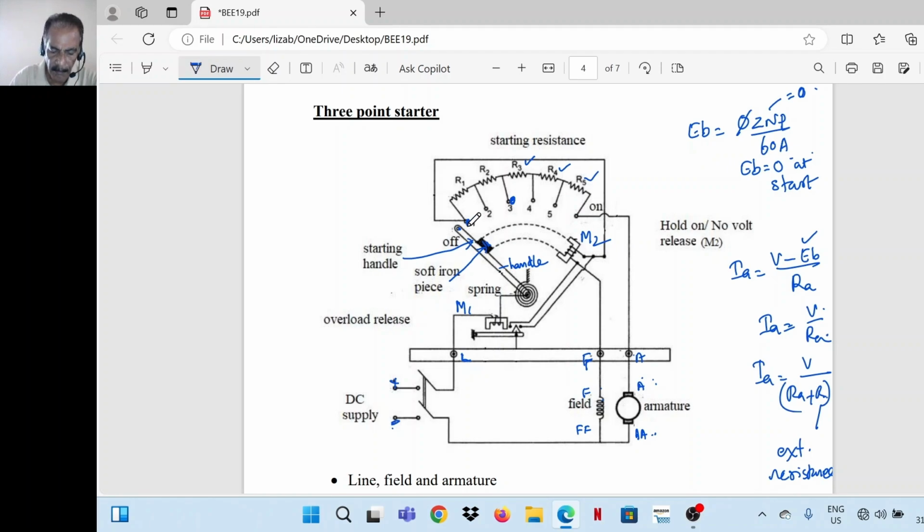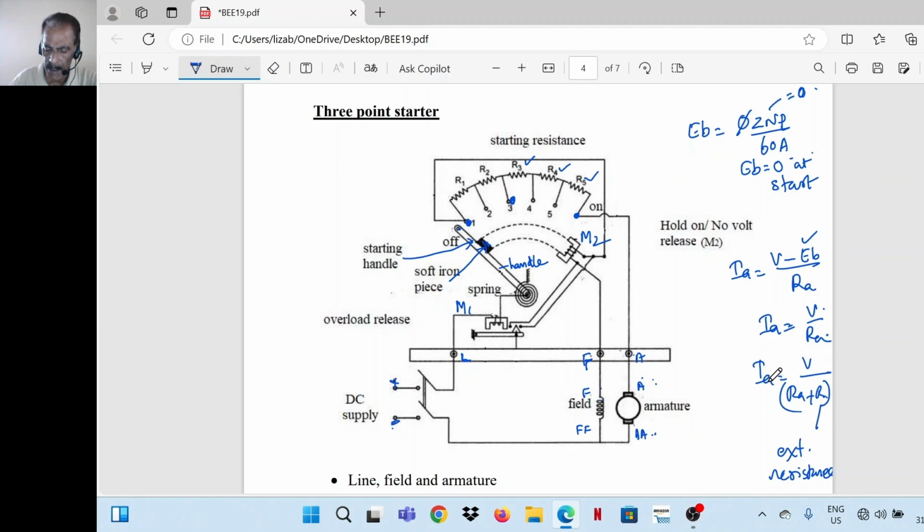And at the same time, see the handle is in contact with the stud number 3. See the field circuit. So from here, the current comes through the handle, then stud number 3. Through R1 and R2, the field circuit is completed. That means some resistance is inserted in series with the field winding. R1 and R2 come in series with the field winding. That also contributes to increase in speed. So slowly the handle is moved towards right. When it is in the on position, all these resistances are cut off.